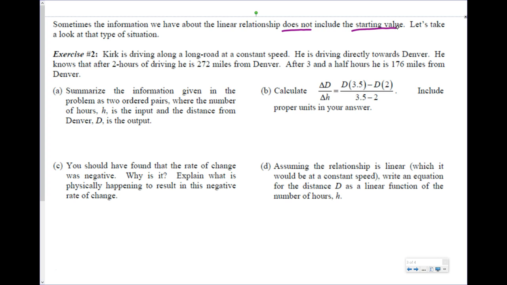Exercise 2, Kirk is driving along a long road at a constant speed. So when I see this word constant, that's a big clue that I am working with something linear, that I am working with a y equals mx plus b. So I underline that and say to myself, I know that I need to think about a linear relationship here. That's a clue. He is driving directly towards Denver. Denver is a city in Colorado. He knows that after 2 hours of driving, he is 272 miles from Denver. After 3.5 hours, he's 176 miles from Denver.